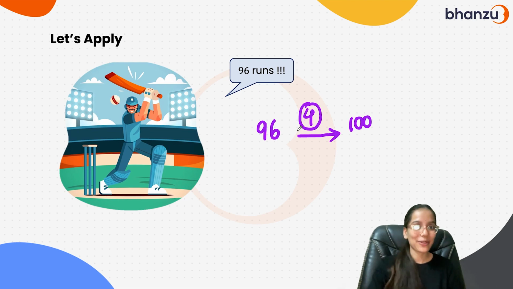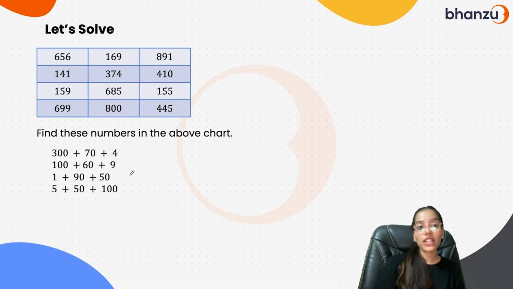Next we have some practice questions. Let us master this topic with the questions. Here we are given a box full of numbers, right? And then it is written, find these numbers in the above chart. This is interesting. Let us find this out. Here we have 300 plus 70 plus 4. So this looks like an expanded form, correct? What is 300 plus 70 plus 4?